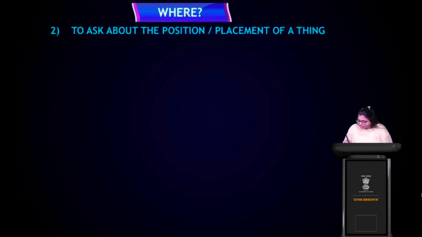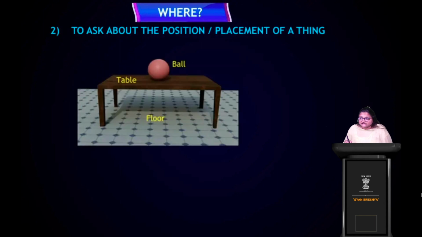Where is, again, as I said, position or place. So suppose there is a table, you can see there is a ball. So where is the ball? The ball is on the table, right? The ball is on the table. Position. I told you position.